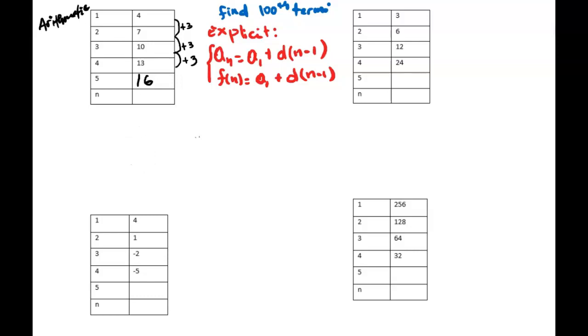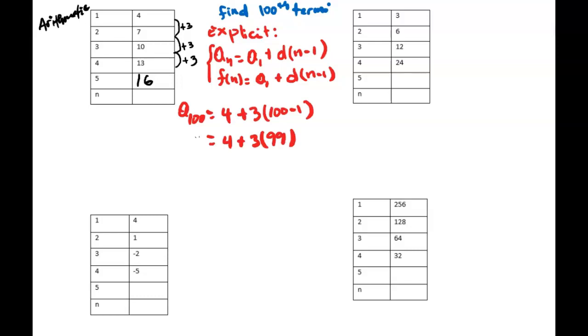If I want the 100th term of that sequence, I can say a sub 100 equals the first term, which is 4, plus the common difference, which is 3, times 100 minus 1. So 4 plus 3 times 100 minus 1, which is 99.